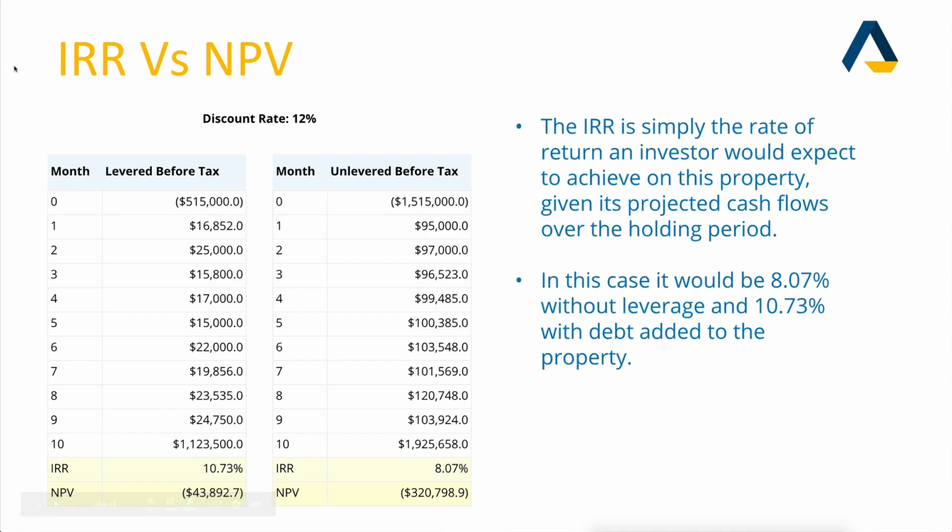So what is the difference between the internal rate of return and net present value? What do they both mean? Internal rate of return is simply the rate of return an investor would expect to achieve on his property given its projected cash flows over the holding period. So whatever the duration of your project is, that's what it will be. And in this case, the internal rate of return is 8.07 and 10.07.